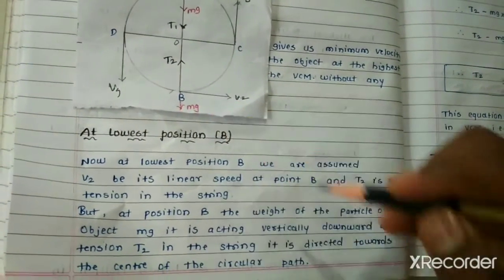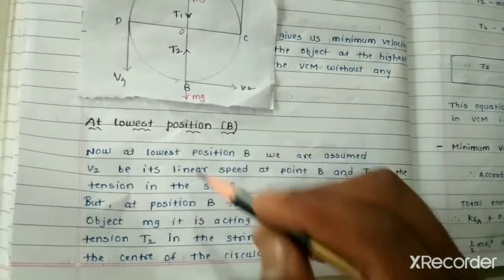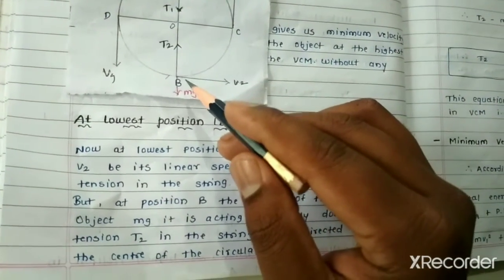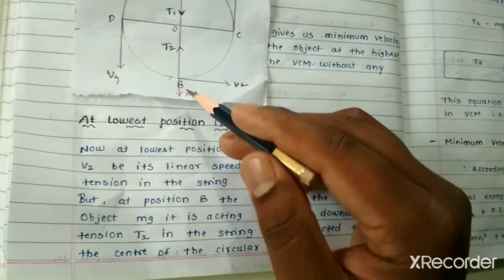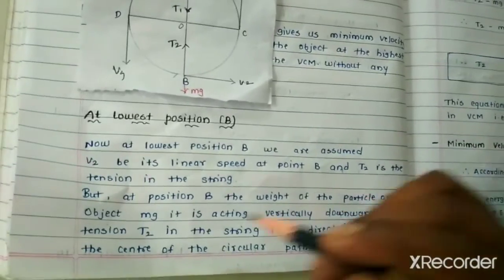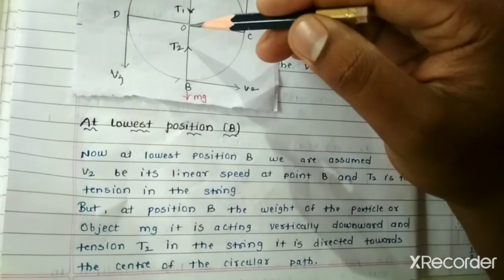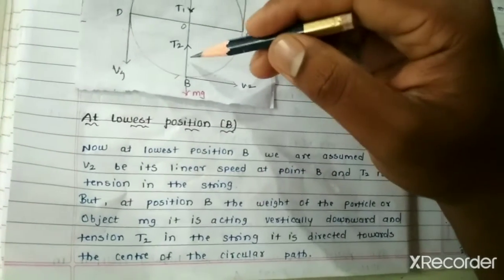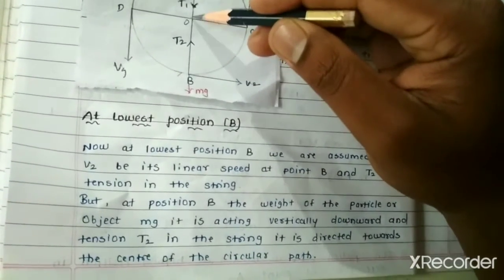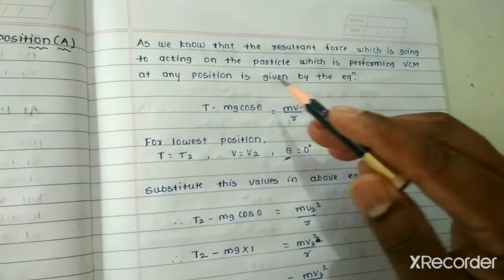At position B, the weight of the particle or object, mg, is acting vertically downward. And tension T2 in the string is directed towards the center of the circular path. So in the lowest position, the tension T2 in the string is directed towards the center of the circular path.